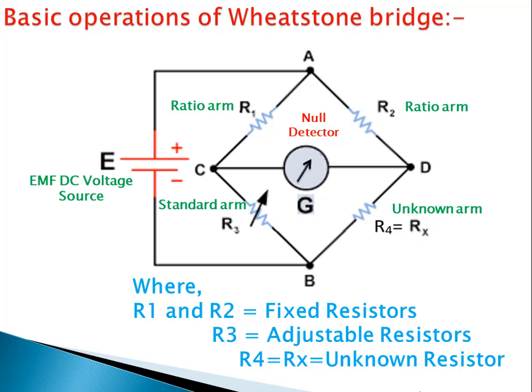To make the bridge balanced, the flow of current through the galvanometer has to be 0. In the Wheatstone bridge circuit, the current flowing through the galvanometer depends on the potential difference between the points C and D. The bridge is said to be under the balance condition when the potential difference across the galvanometer is 0 volt, so that there is no current flowing through the galvanometer. Hence, the bridge is under the balance condition.